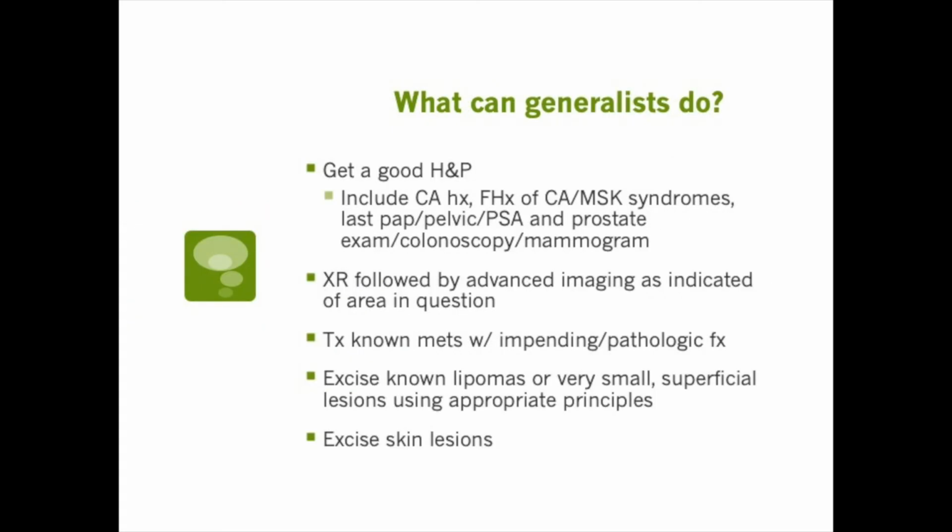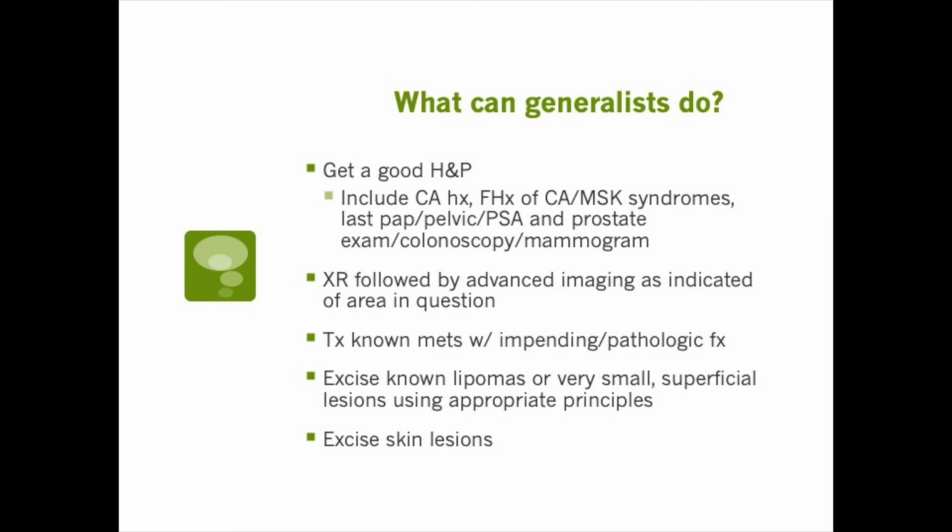So what can you do as a general orthopedic surgeon? First thing, get a good history and physical. Include cancer history, family history of cancer, musculoskeletal syndromes that may put them at risk for cancers, their last PAP, pelvic exam or prostate exam for men, their last PSA level, colonoscopy, mammogram. All of those questions need to be asked to help determine what you might be looking at or what they might be at risk for.